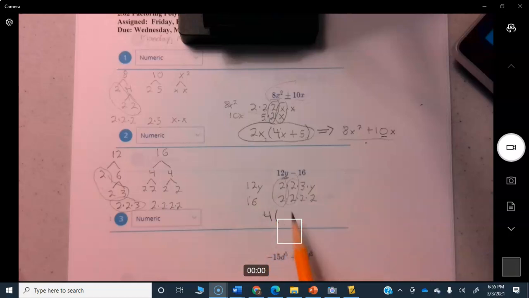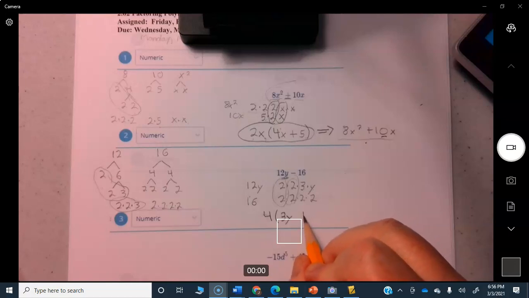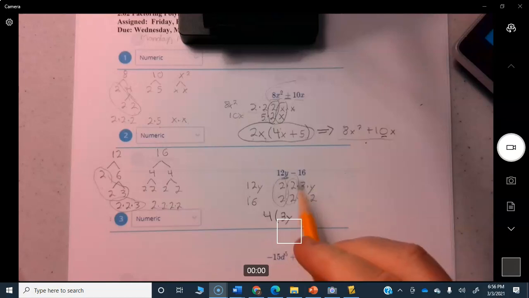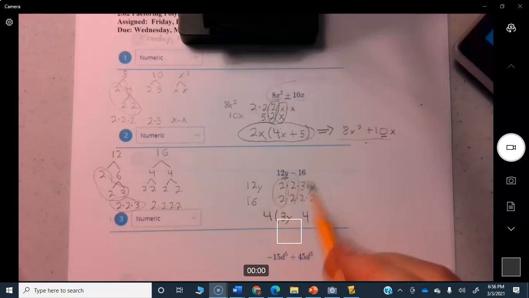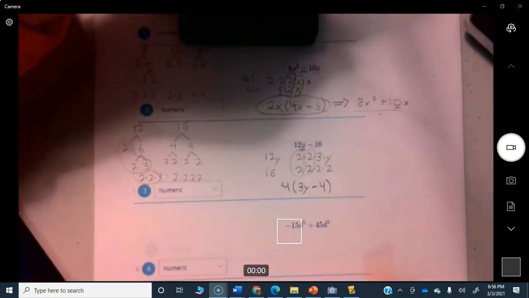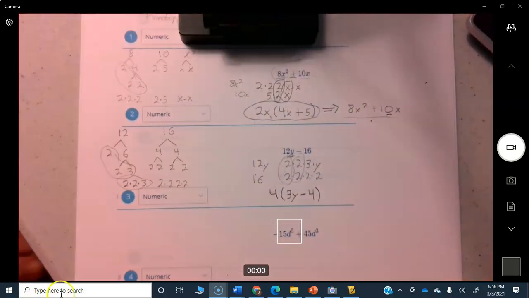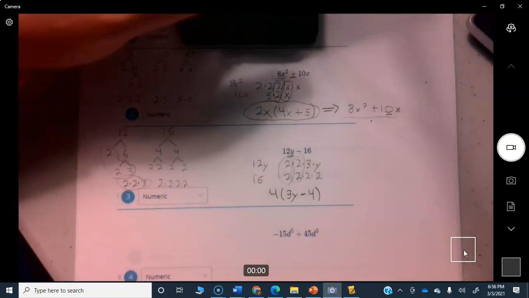Then what you leave inside of the parentheses is what you didn't circle here. 3 times y. So it's going to be 3y. And then down here you didn't circle 2 times 2 is 4. So you're going to have another 4 there. And then they're going to be separated by this minus sign. So that's your final answer.